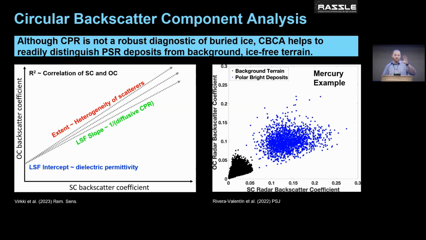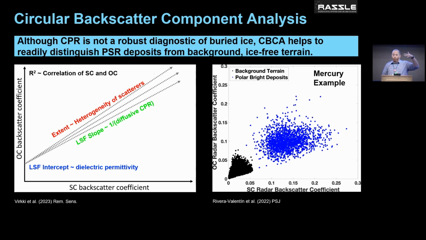Diffusive CPR is just looking at the diffusive component of the backscatter. The extent of the line is related to the heterogeneity. So the extent is the line that best matches the overall variation in SCOC space. So if the line is short, most of the scatterers are likely about the same size. If the line is long, then you have scatterers of a bunch of different sizes. And R squared is the correlation between SC and OC.